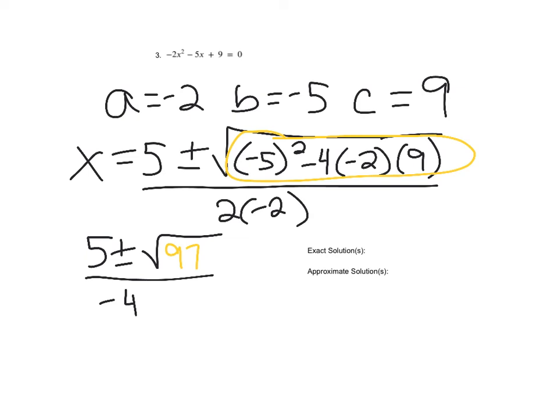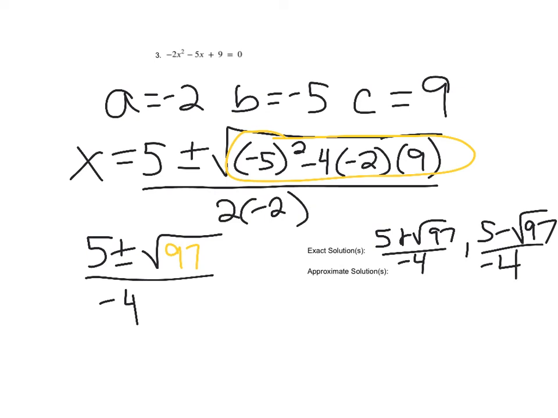97 is not a perfect square. 100 is. 81, not 97. So for my exact solutions, I have 5 plus the square root of 97 over -4, and I have 5 minus the square root of 97 over -4. Type these into your calculator.